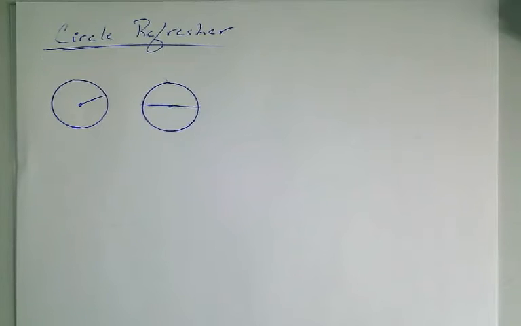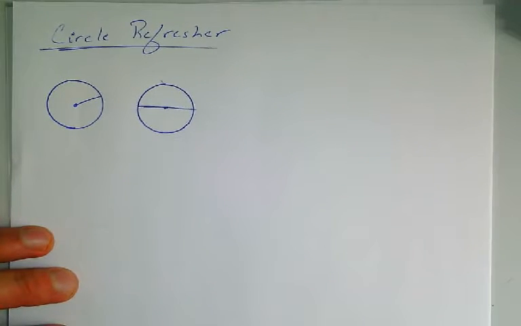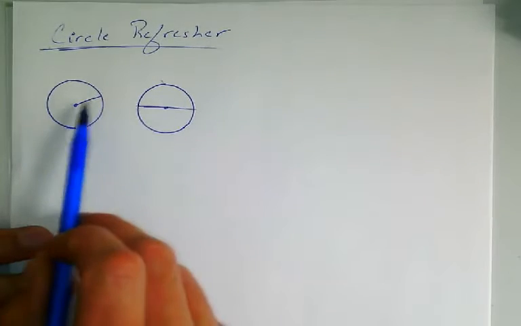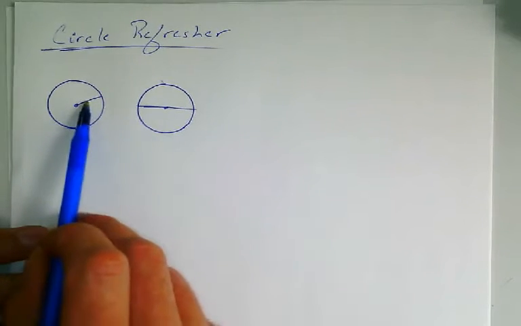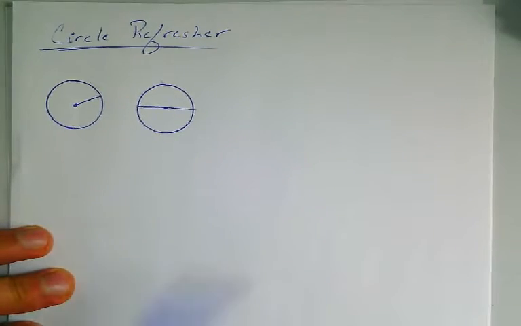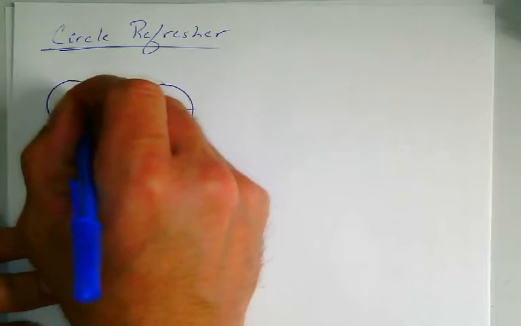Seventh graders. All right, circle refresher. Okay, so I have two circles here. All right, I've got two lines. One line that goes halfway across the circle, that's called a radius.